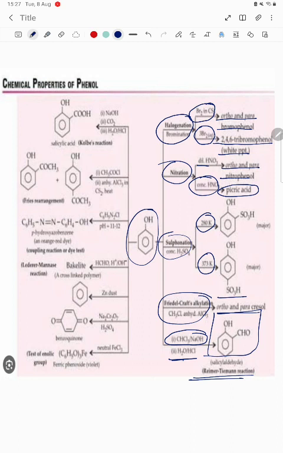Now if you are treating with NaOH, then CO2, and on hydrolyzing it will give salicylic acid. The reaction is called the Kolbe reaction.